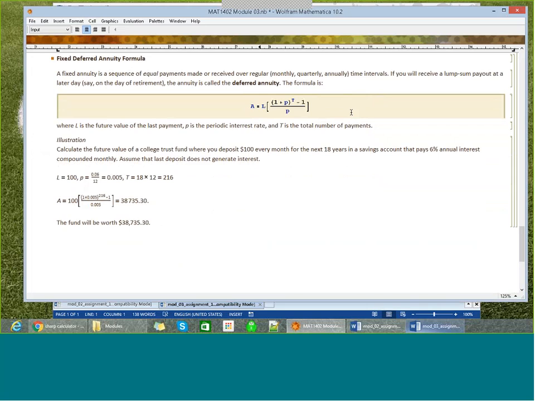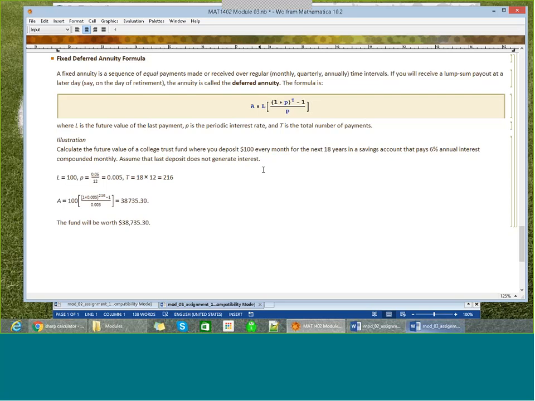So the L is the future value of the last payment. Typically for an annuity, you make the same amount of payment over a period of time, and it accumulates interest, the periodic interest rate. And then the T is the total number of payments. So, for example, if you make a monthly payment for 5 years, the T will be 12 times 5, which is 60. So T in this case is the total number of payments, however many you make.